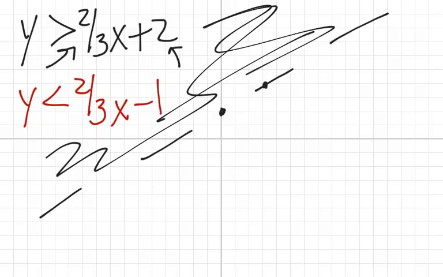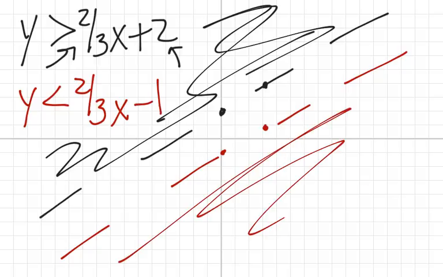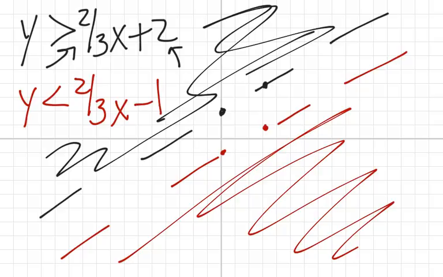Then you go to your second one. The first point is -1, so we go down 1. From there, we're going to go up 2 and over 3. It is a dashed line also, and it points to the y, so we're going to shade below. Notice there is no part of my graph that had both colors on it, therefore there is no solution.